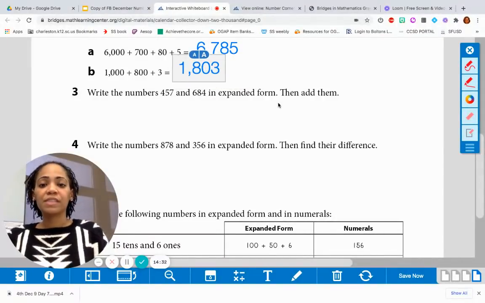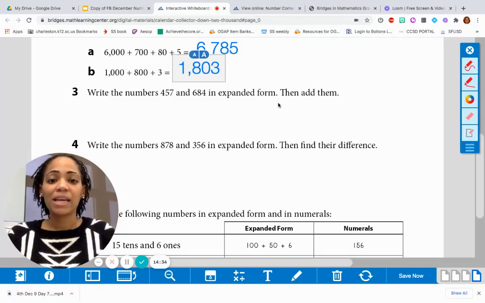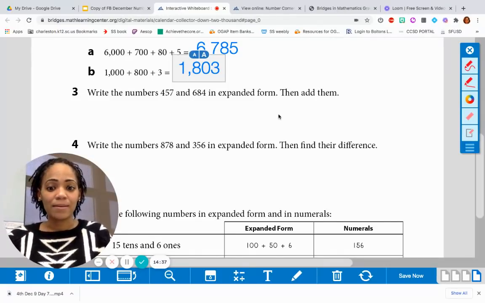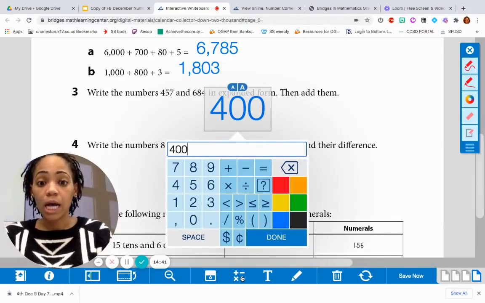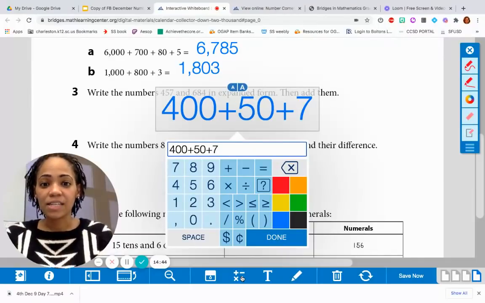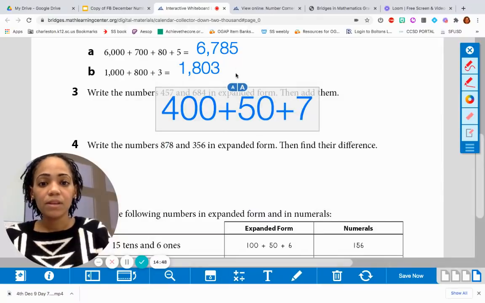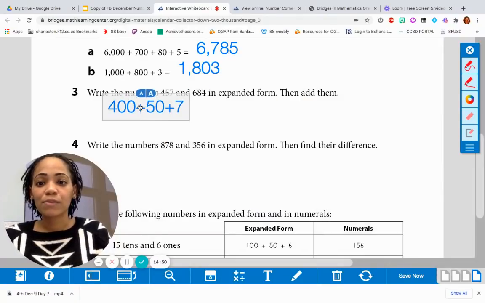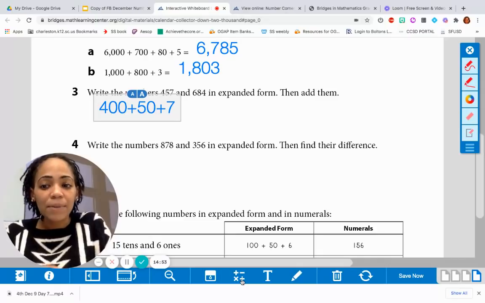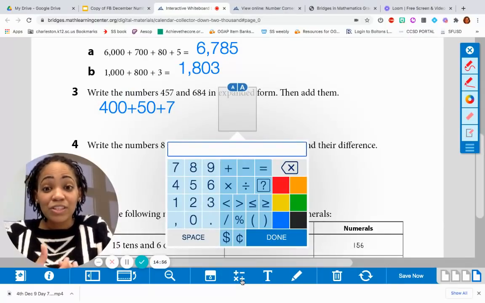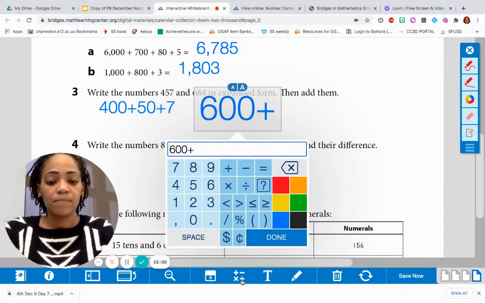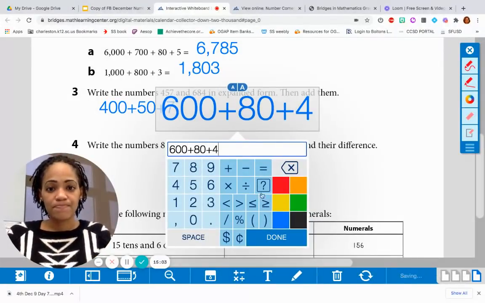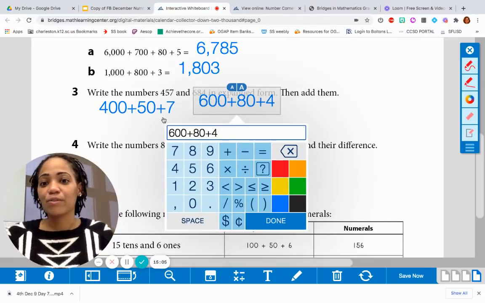Write the number 457 and 684 in expanded form, then add them. Ooh, I like it. So 457 is now written in expanded form. That was easy, right? I got to write 684 in expanded form. Do it really quick. You do it. I'm going to do it. Let's see who can finish it faster. 684. Did I win? I think I did. I think I wrote it faster than you guys.